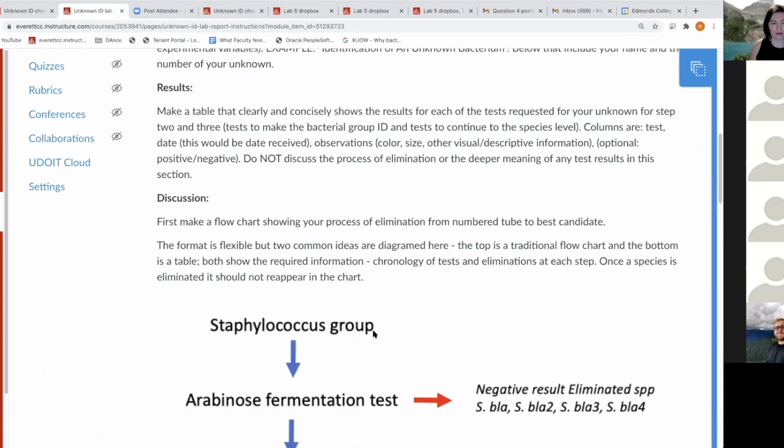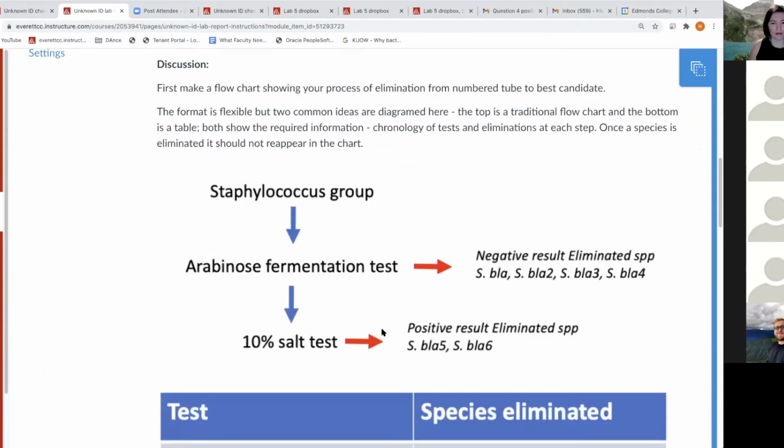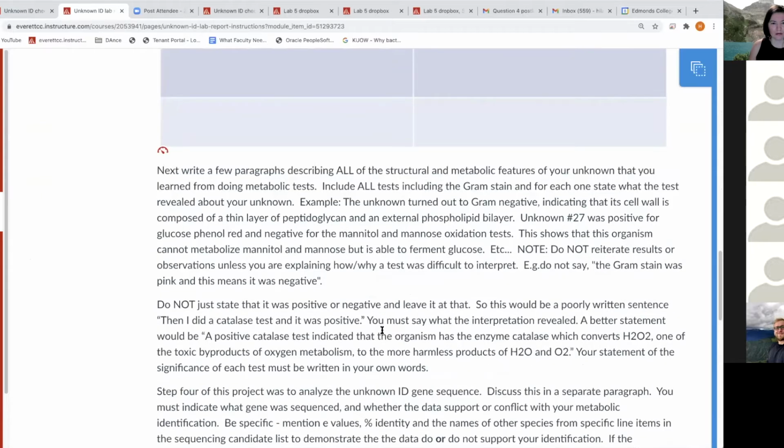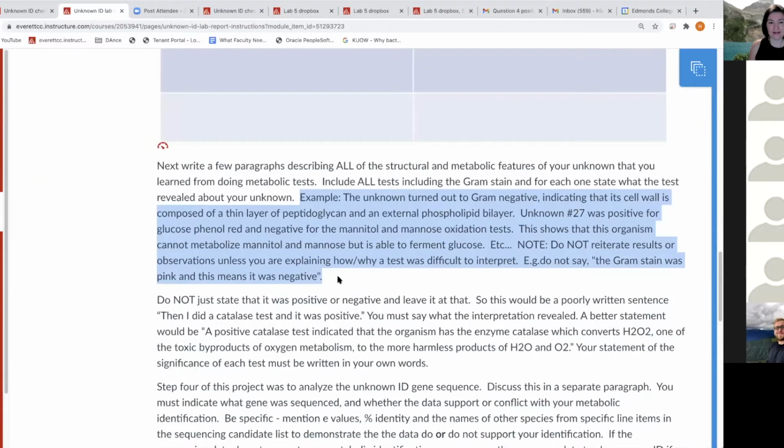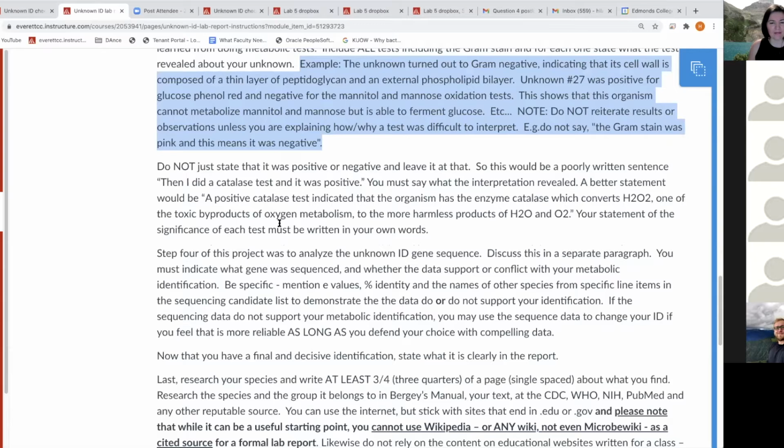So there is a part where we have to discuss the structure and metabolic features. Yes. So right here is what you're talking about. Yeah, exactly. Do we combine this and the elimination process? Yes. I'm sorry that wasn't clear. I can write that more clearly.